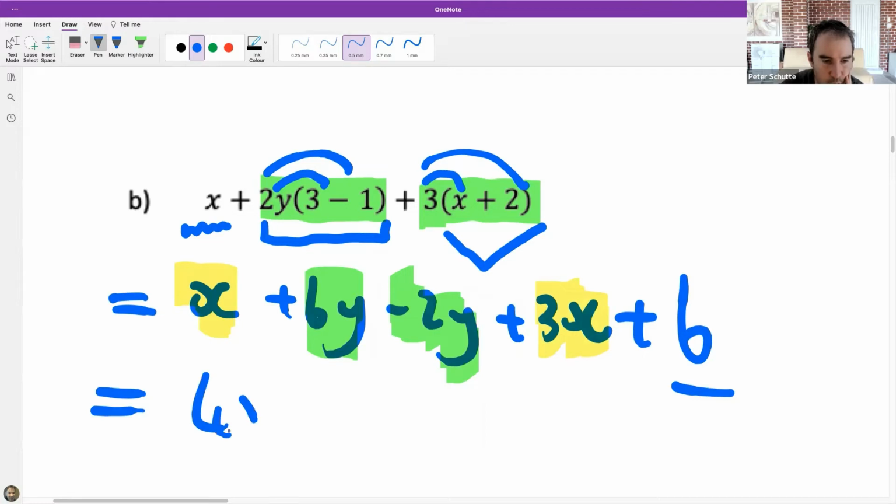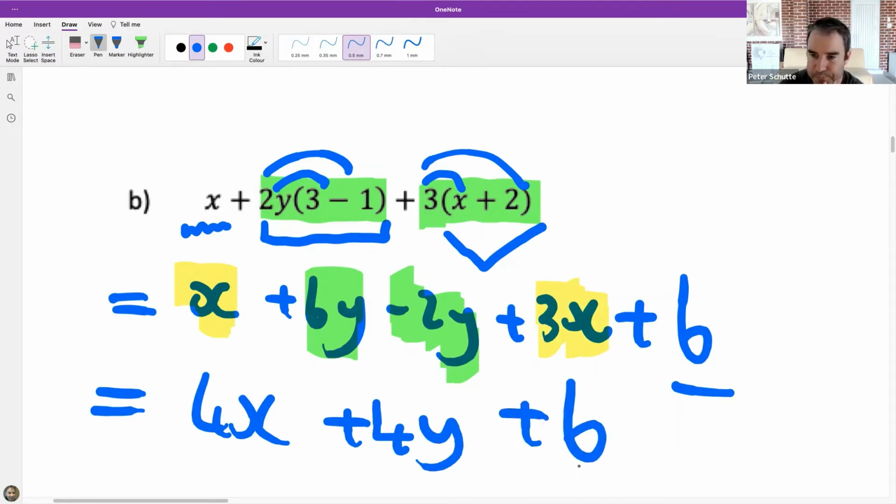1x plus 3x is 4x. 6y minus 2y is 4y, plus 6. So 4x plus 4y plus 6. Okay. So watch out for, yeah, let's just keep going through those steps. But again, figuring out which terms need to be simplified is an important step.